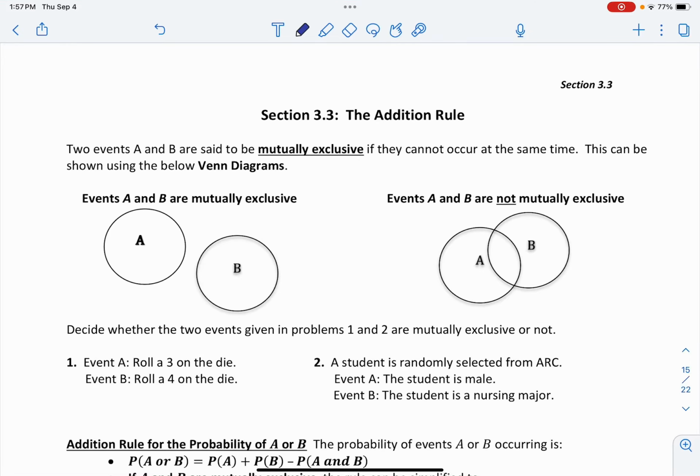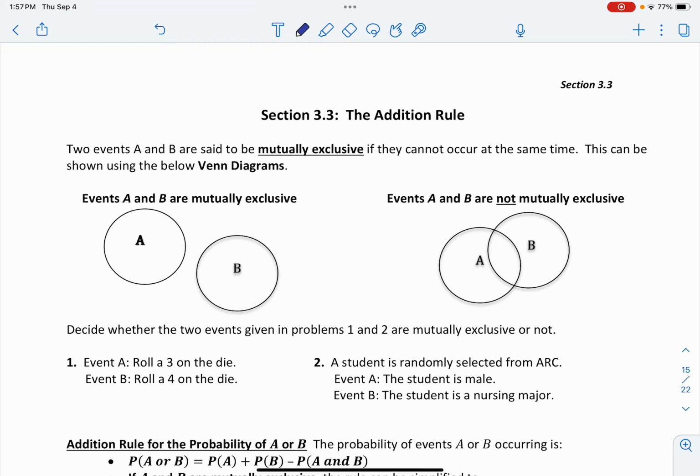So the first thing we'll need is what's called mutually exclusive. And that just means two events cannot occur at the same time. So I kind of think of it as a Venn diagram where if there is no intersection, it's mutually exclusive. If there is an intersection, it's not mutually exclusive.